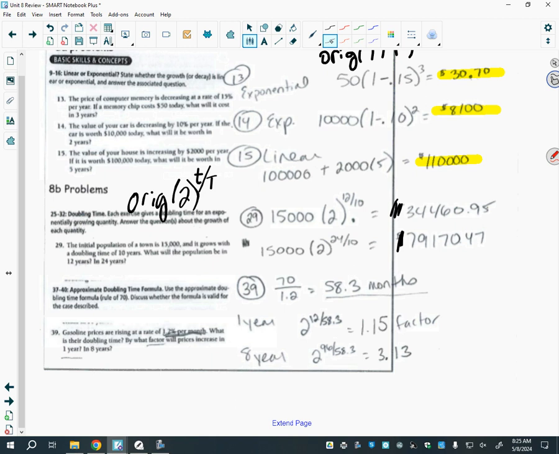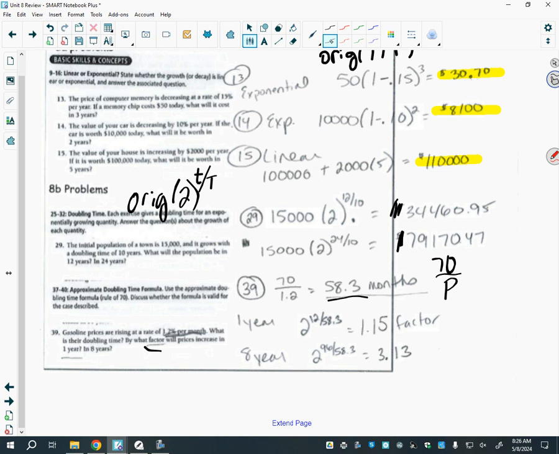And then 39, and I answered this for a lot of people in both classes. It doesn't give you an initial amount on 39, but that's okay because it says by what factor will prices increase, and they don't have to give you an initial amount for you to figure out by what factor, which means you're just doing 2 to the t over T, the time to double. And so if they're rising 1.2% per month, I use that approximate formula, the 70 over P. So 70 over 1.2 means the time to double is about 58.3 months.